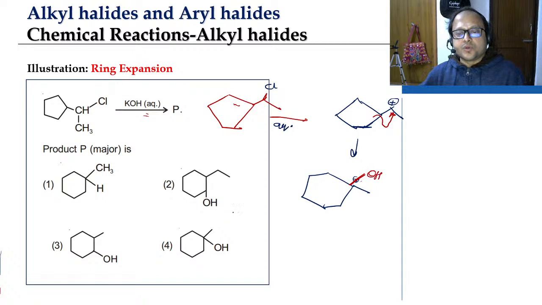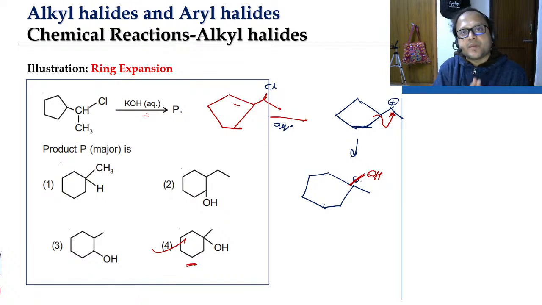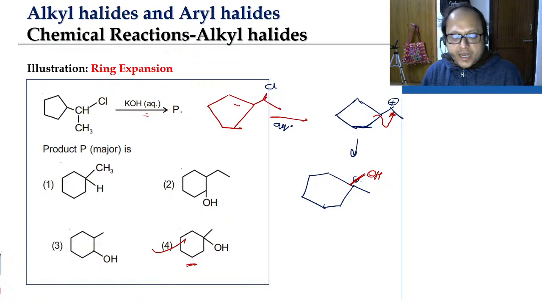So this is only present in the 4th option. Hence your answer should be the 4th. Right? So basically your ring expanded from a 5-membered ring to a 6-membered ring. Why? Because a 6-membered ring is always more stable than a 5-membered ring, right?